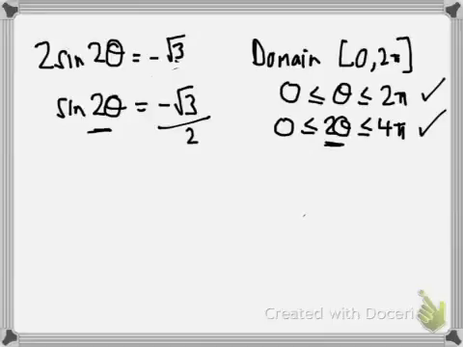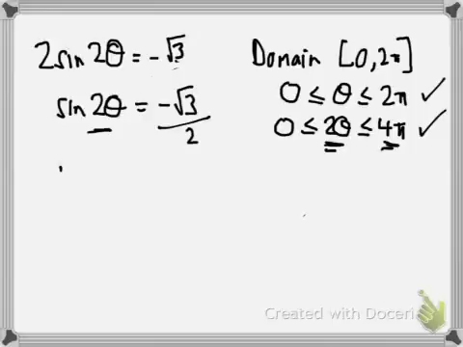So how does this work? If it's 2 theta, you double the domain. If it's 3 theta, you triple the domain. If it's a half theta, you halve the domain. So depending on the coefficient in front of theta, you change the domain. Just repeating, because it's 2 theta, I've now doubled the domain from 2 pi to 4 pi. And that'll make more sense at the end of the problem.